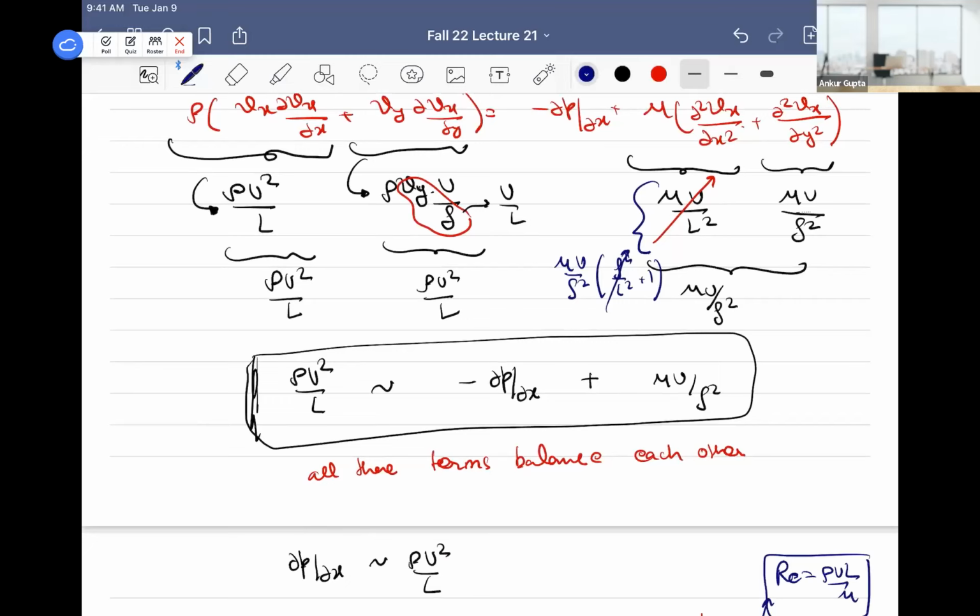And if I were to ignore this term, the mu by delta square, then I get back the inertia problem, which is the potential flow problem. So the whole point of this boundary layer is so that we can get a region where these two, inertial stresses and viscous stresses, are balancing. And pressure has to kind of balance the whole equation, and that's why that is being added.